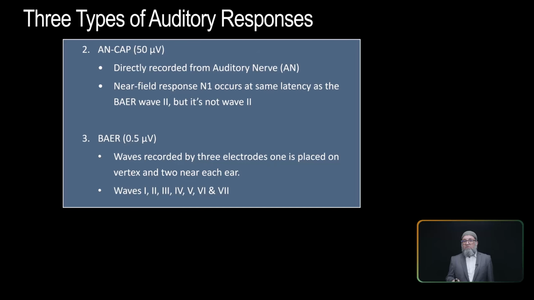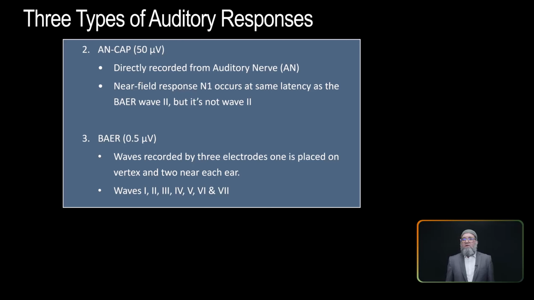Auditory nerve action potentials are much larger. They are about 50 microvolts, and they are a direct recording from the auditory nerve in the brainstem. So the surgeon can place the electrode right on the auditory nerve, you can do the auditory stimulation and record that, and it's a huge response. It's a near field response because you're recording right from the nerve the electrode is touching. We see N1, and that N1 has about the same latency as wave 2, which is the proximal nerve, but it's not wave 2. So it is known as N1 of the auditory nerve compound action potential.